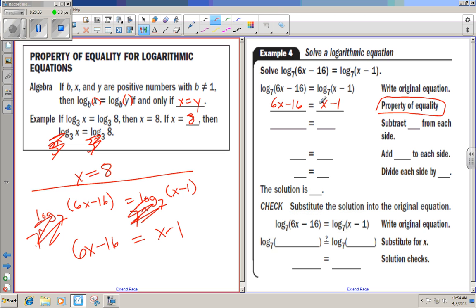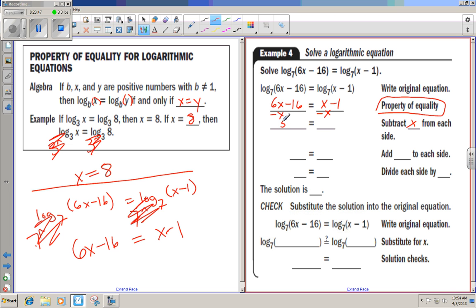For us, let's go ahead and subtract x from both sides. So we're going to minus x from here, minus x from here, and we're going to get 5x minus 16 equals negative 1. Then we're going to add 16 to both sides because we need to get rid of those constant numbers. So 5x equals 15. Here it's 5 times x, so we divide to get rid of multiplication. Divide by 5. And x equals 3. So our solution is 3.